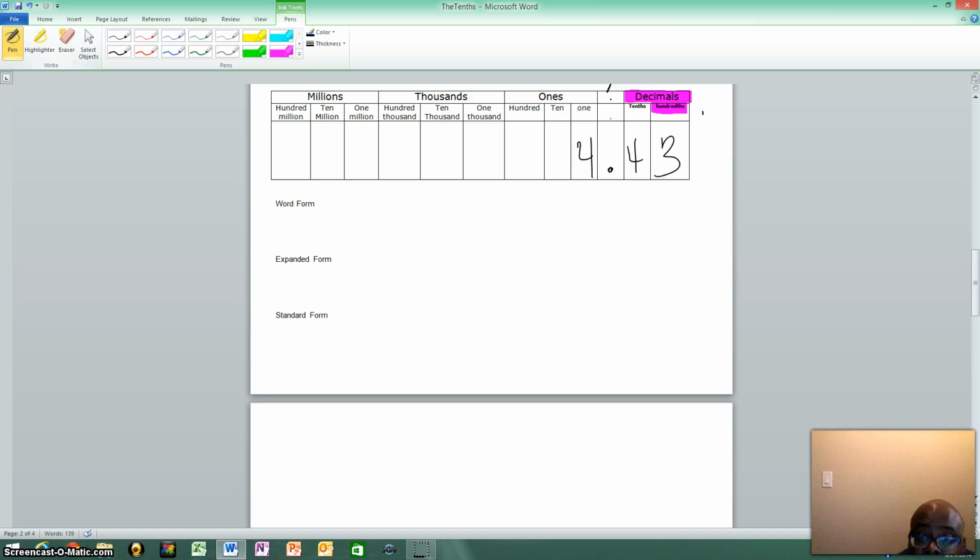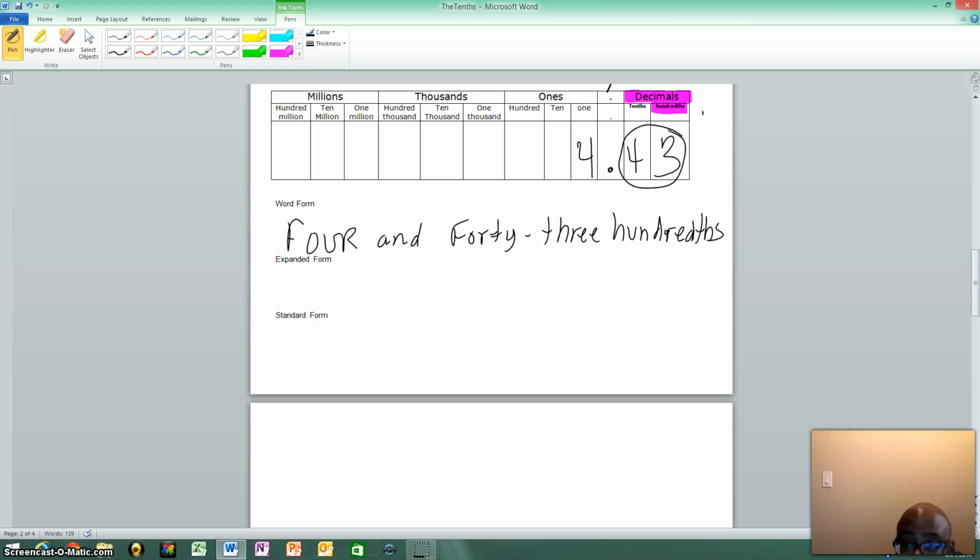Back to my pen. Well, in word form, we will say that that is 4 and 43 hundredths. Because we have to remember, when we say a number, we say the whole number, and the whole number is all in here, because we have tenths and hundredths together. When we have tenths and hundredths together, we have to say hundredths, because we have 43 hundredths.